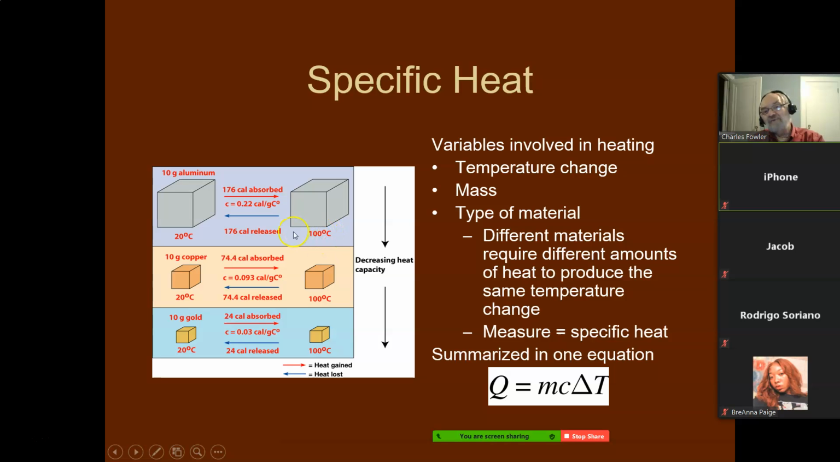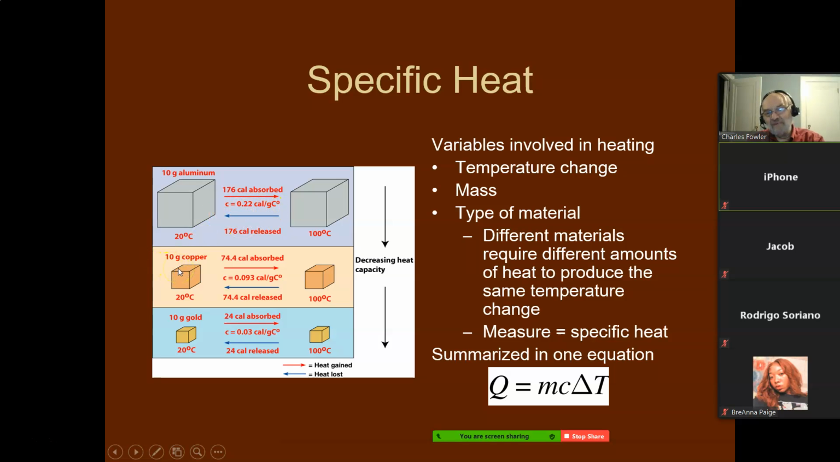Or if you cooled it, it would take 176 calories released from that to drop it from 100 degrees Celsius, which would be hot enough to boil water and burn your hand, down to room temperature at 20 degrees. So that's a measure of the specific heat of aluminum.